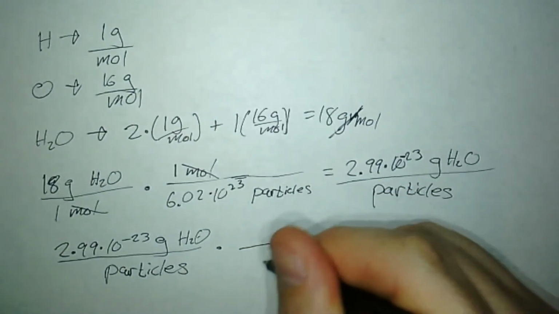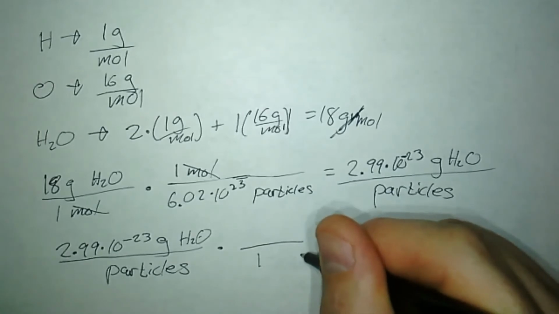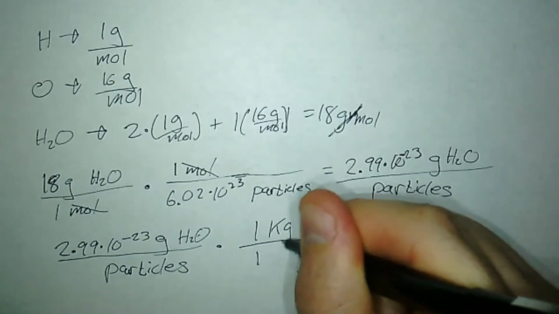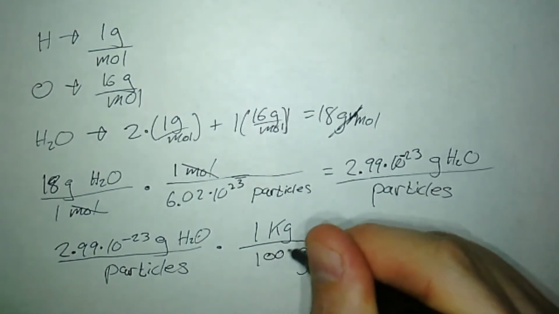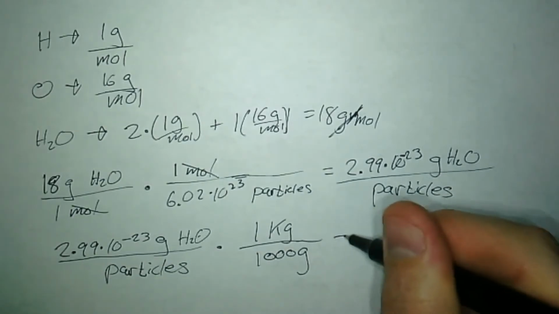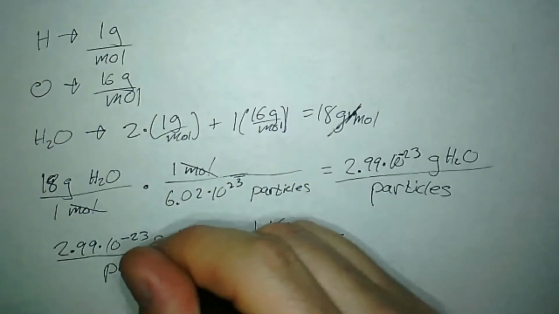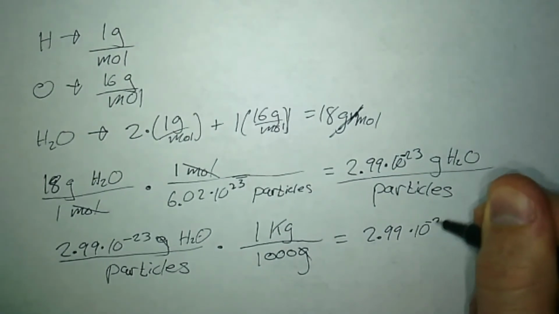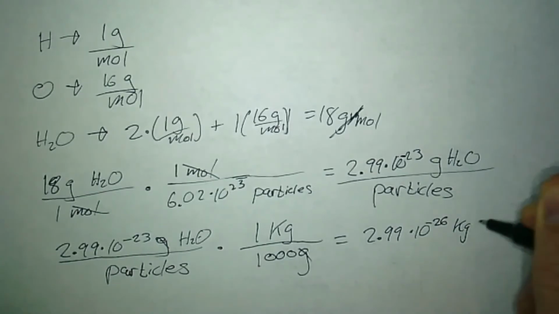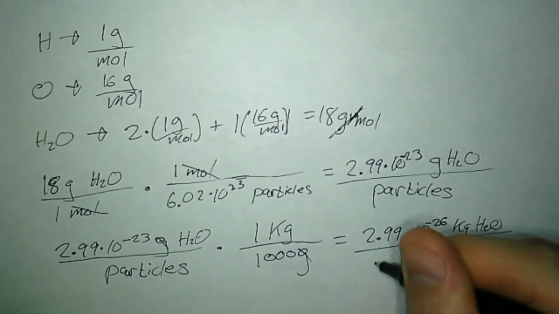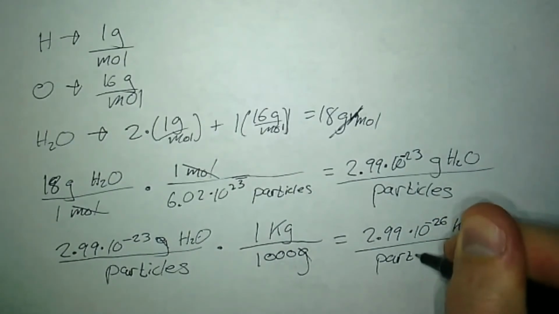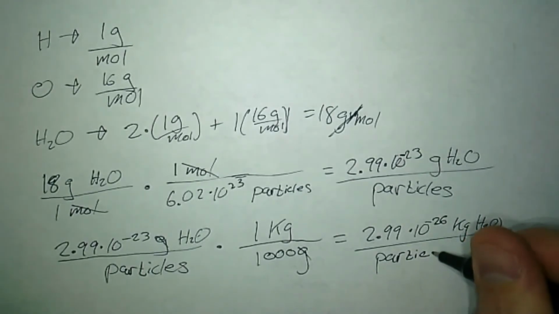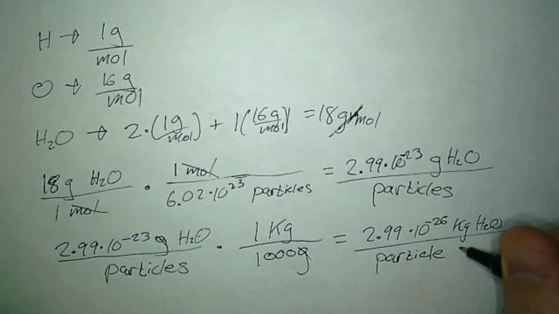So I want to get rid of grams, right? So I want some number of grams down here, and I want kilograms on top, so I'm going to do 1 kilogram. So how many grams go into a kilogram? That's 1,000. So I'm going to be dividing by 1,000. I'll get a new answer. So these grams and these grams cancel. So I'm going to get 2.99 times 10 to the negative 26 kilograms H2O divided by particles. So that would be 2.99, or 3, times 10 to the negative 26 kilograms of water per single molecule.